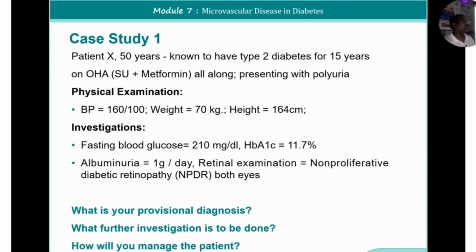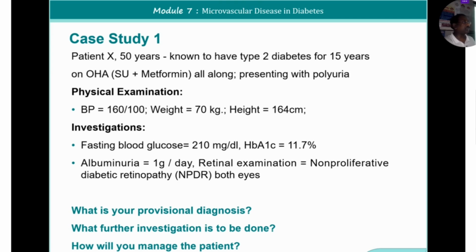And then your nutritional approach, physical activity, and cessation of smoking. If the person is overweight, reduce the overweight. Then you can use some other drugs, like finerenone, which can be a good choice here to reduce the albuminuria. That is how we have to treat the albuminuria part.